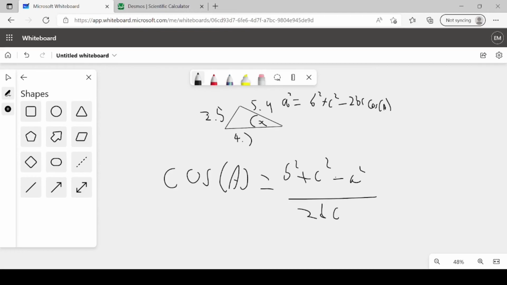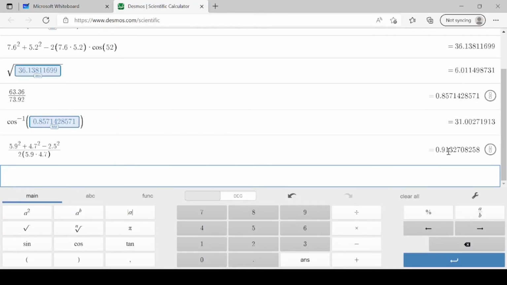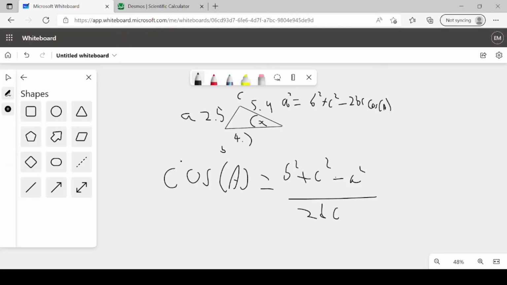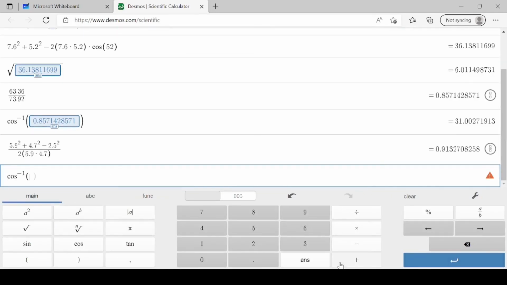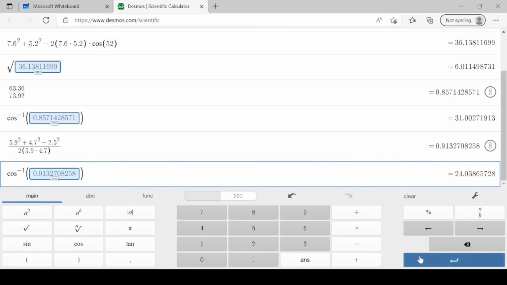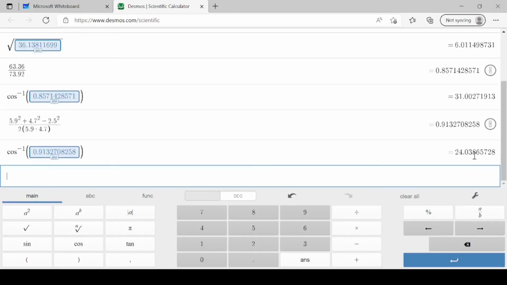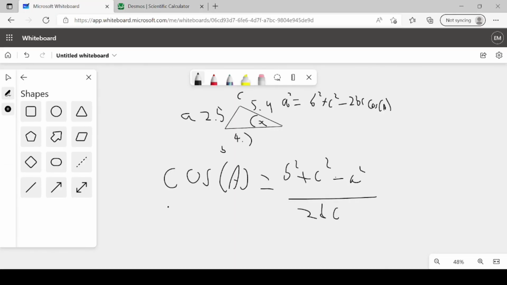Okay, so now let's label our sides. So we know that this has to be little a because it's opposite the angle, and then B and C are interchangeable, but let's just write them like this, for example. All we now need to do is put that into our calculator, and that gives us 0.913. Now all we need to do, because we're getting the cosine of A, is just do shift cosine or cosine to the minus 1 of our answer, and that will give us 24.038. Rounding to 2 decimal places is 24.04. And that is all we need to do.